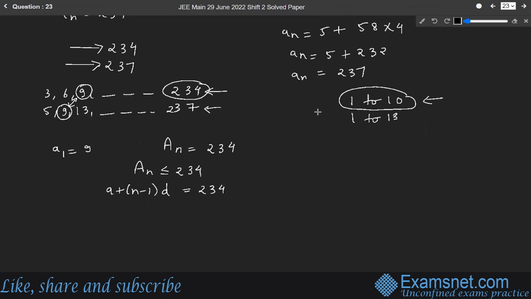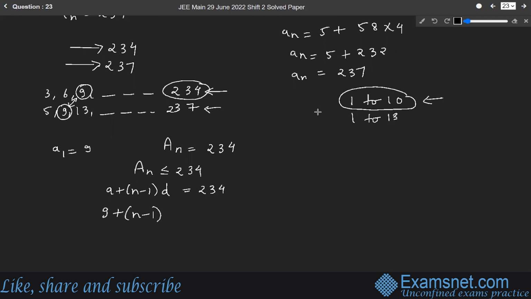Now what is a? A means the first term. What is the first common term in both the series? It is 9. So 9 plus n minus 1. Now what is n? How to calculate n here? See, n minus 1 into d. We have to actually find the value of n by using a, d and the last term.